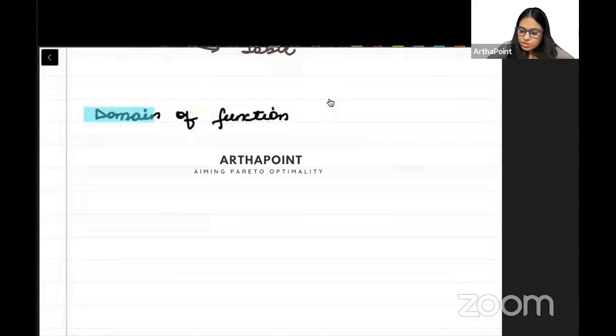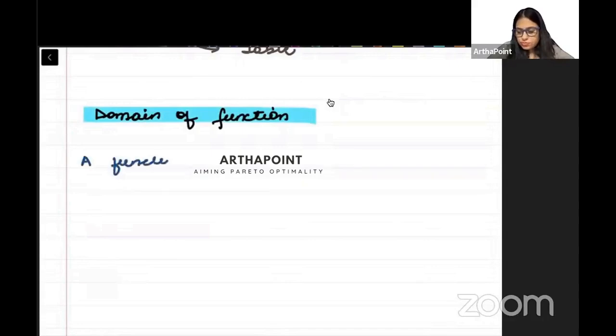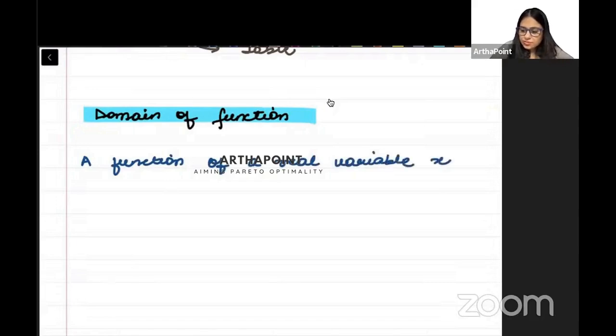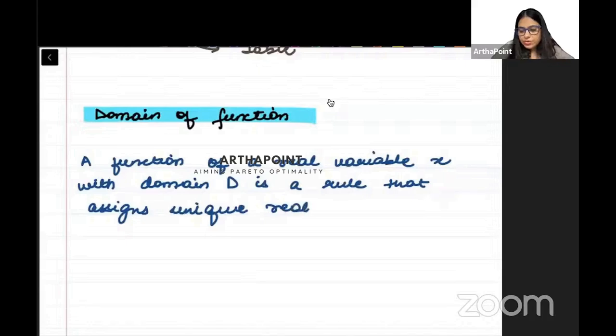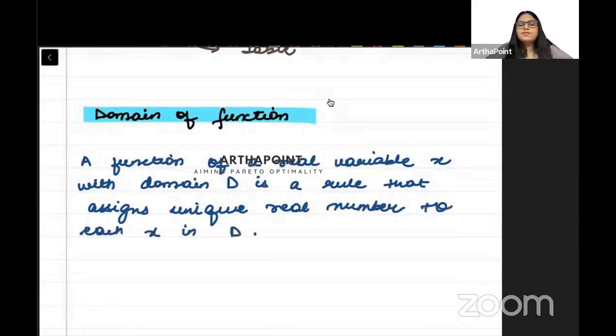पहले हम definition लिख लेते हैं बच्चे. Please write the definition with me. A function of a real variable x with domain D is a rule that assigns unique real number to each x in D. First, let's write the definition.